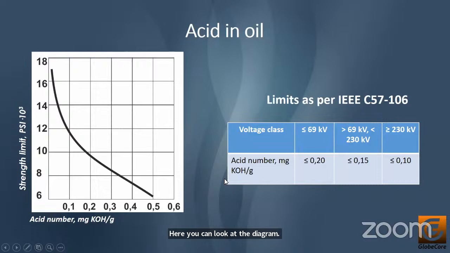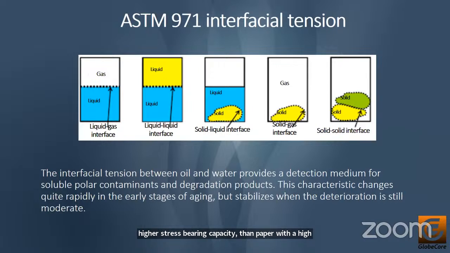Here you can look at a diagram that shows the ability to withstand mechanical stress by the paper insulation when it is in an acidic environment. The paper inside the oil in good condition has a much higher stress-bearing capacity than paper with a high neutralization number. Now we are going to talk about interfacial tension.